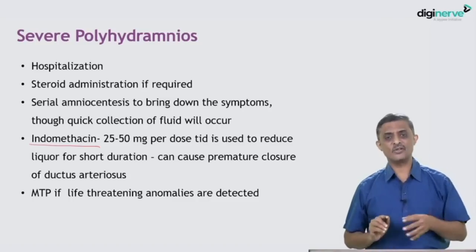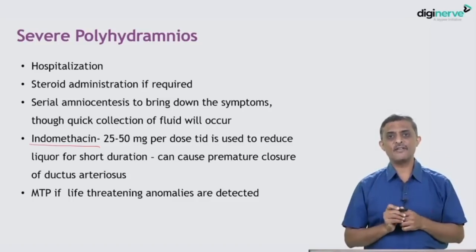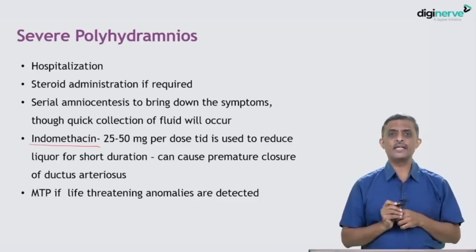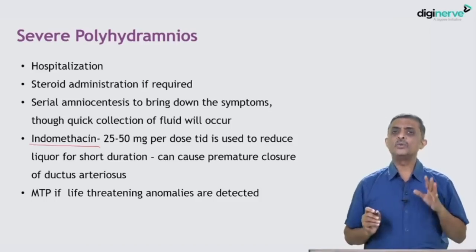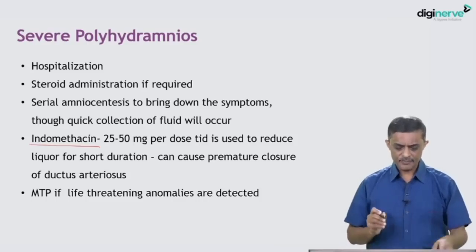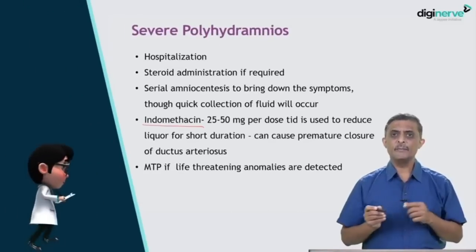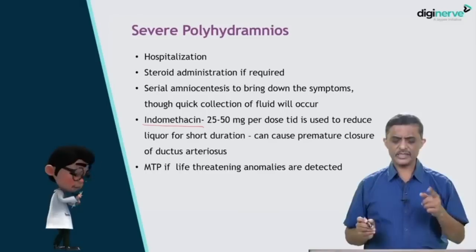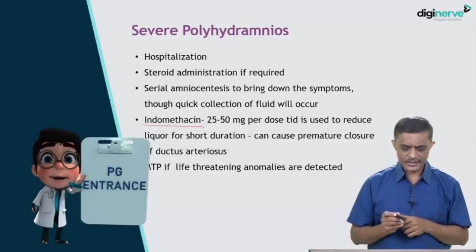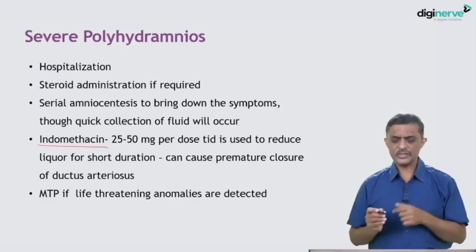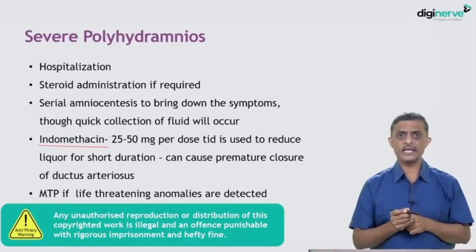Here we exploit that property of NSAID. We use indomethacin in the dose of 25 to 50 milligrams 2 to 3 times a day, and this can cause a decrease in the amount of liquor, but unfortunately it can cause premature closure of the ductus arteriosus. MCQ question for you, please remember this. So it can cause premature closure of the ductus arteriosus.